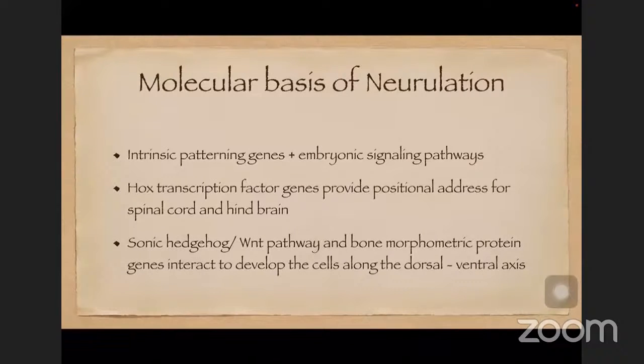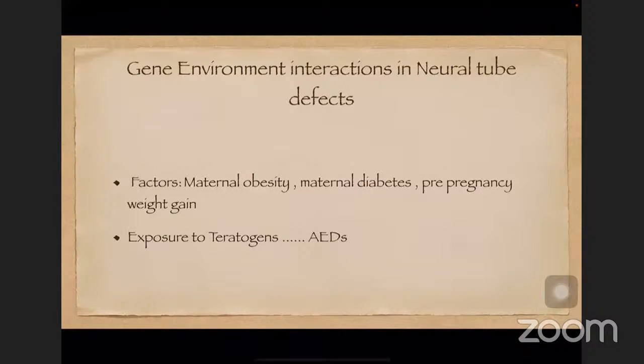The other genes, the sonic hedgehog, Wnt pathway, and the bone morphogenetic protein genes, interact to develop the cells along the dorsal and the ventral axis. So just above the notochord you'll have the dorsal, and ventral to that will be the ventral axis. There are certain genes which are important, but you also have environmental factors which are responsible for neural tube defects.